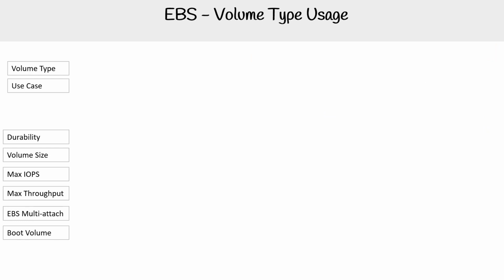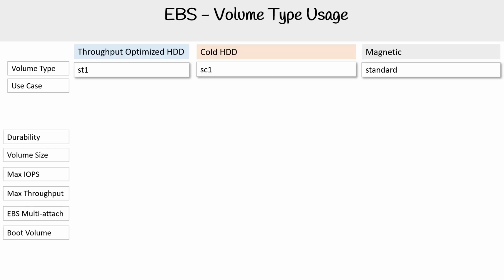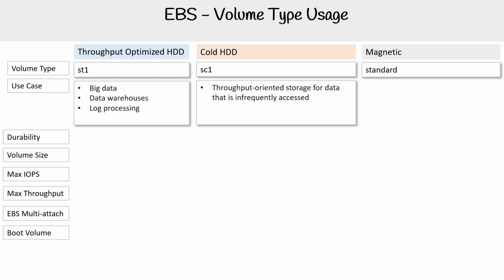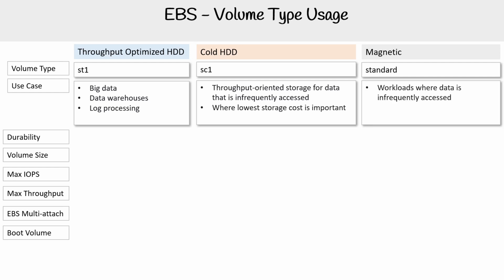Let's take a look at the hard disk drives. We have throughput optimized, cold, and magnetic: ST1, SC1, and standard. Big data, data warehouses, log processing for ST1. For cold, it's going to be throughput-oriented storage for data that isn't frequently accessed, where low storage cost is important. And then magnetic is workloads where data is accessed infrequently. Magnetic is going to be the cheapest at volume, right?